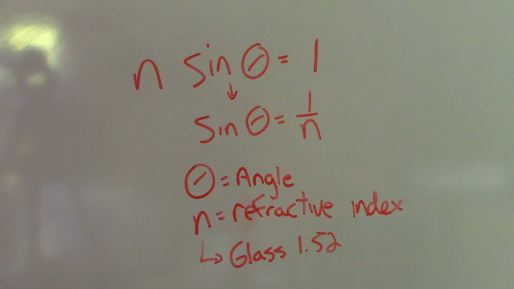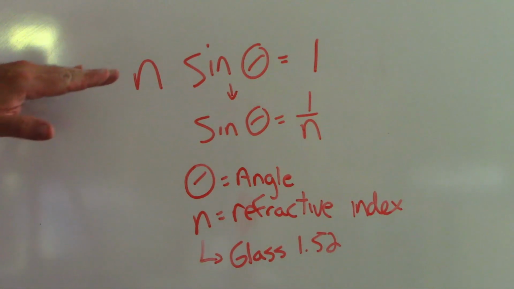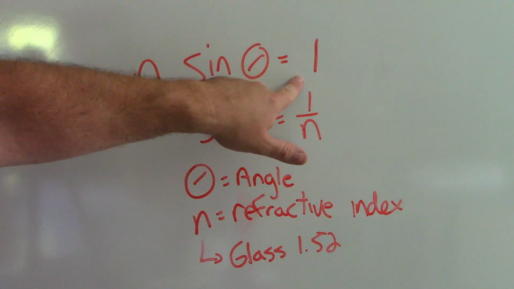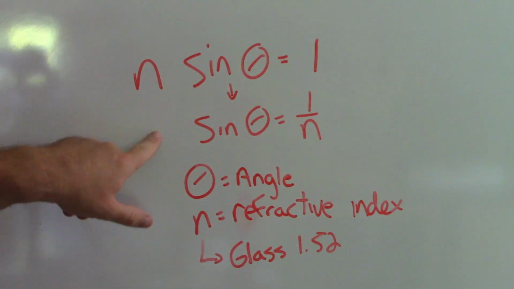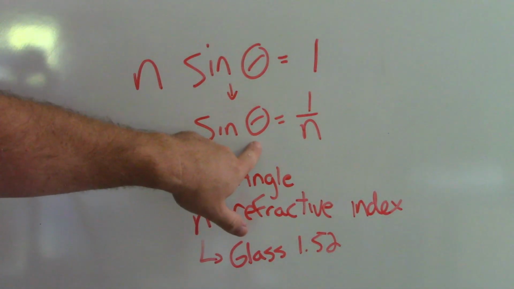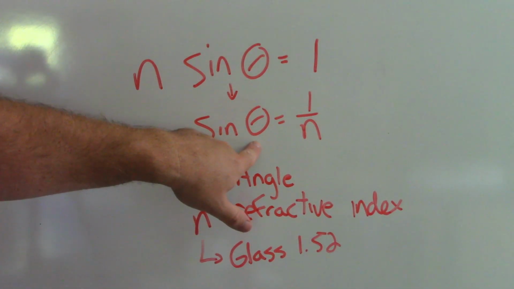So the equation that you're looking at, and I realize this goes beyond what some of you need, and if you would like to skip this part of the video, I fully understand. How this works is you have n sine theta equal to 1. That's the key point, that it has to equal 1. So sine theta, when you rearrange it, is 1 over n, where theta is the angle at which the light is coming in.